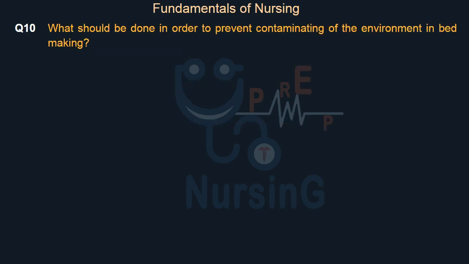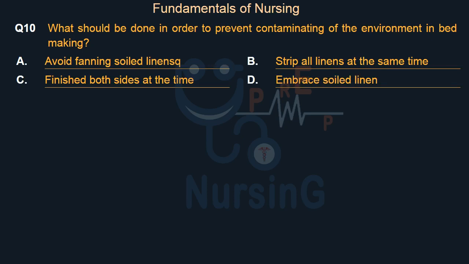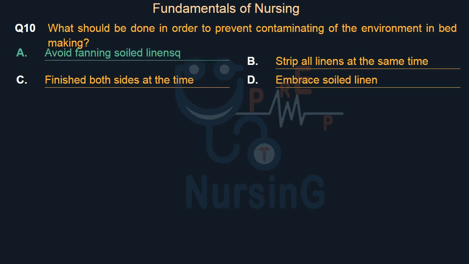What should be done in order to prevent contaminating the environment in bed making? Option A. Avoid fanning soiled linens. Option B. Strip all linens at the same time. Option C. Finish both sides at a time. Option D. Embrace soiled linen. Right answer is option A.